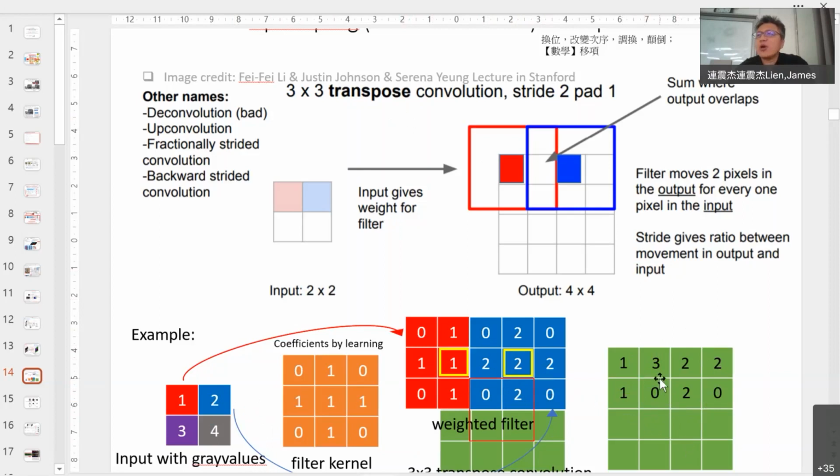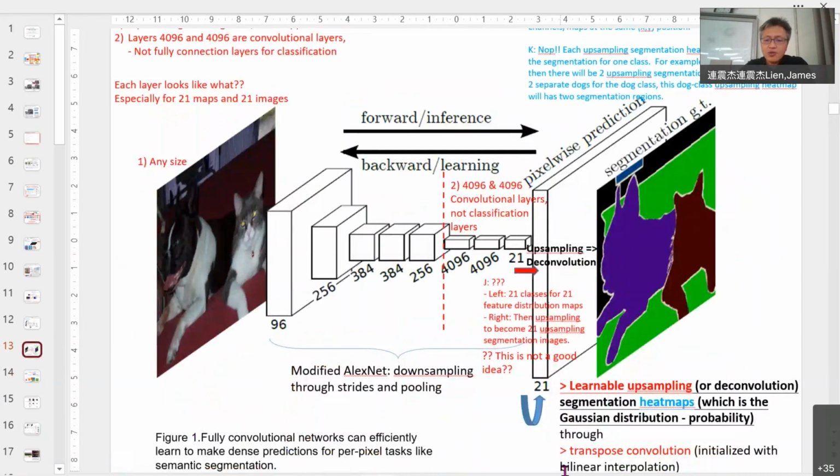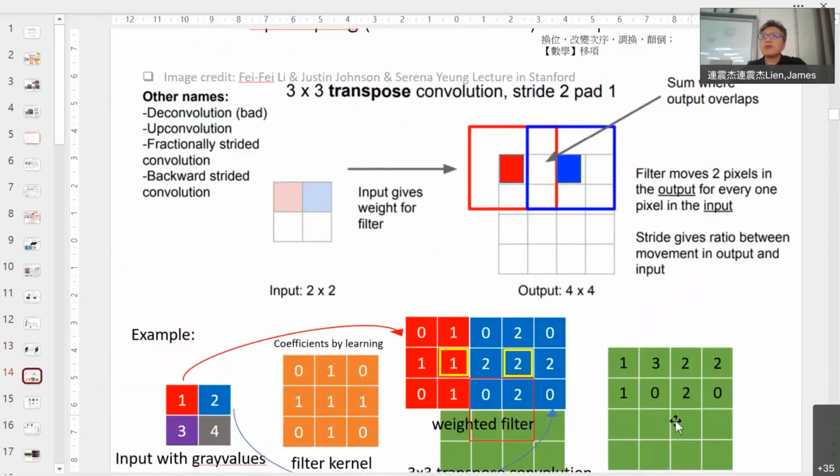And after this one, you do bilinear interpolation to smooth. This is without smoothing; after you do this one, you will do bilinear interpolation to smooth. So the image size becomes double. That's one kind of upsampling.